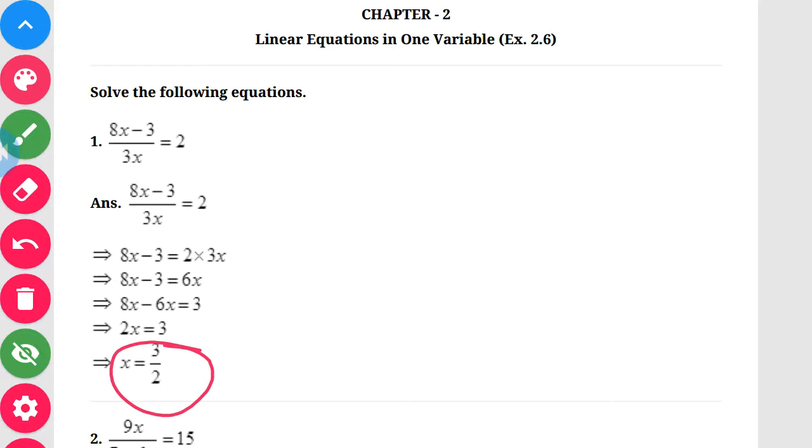This is a very simple and easy sum, and we have already dealt with exercise 2.5 and the necessary steps we need to follow while solving a linear equation. Now let us go with the next one.